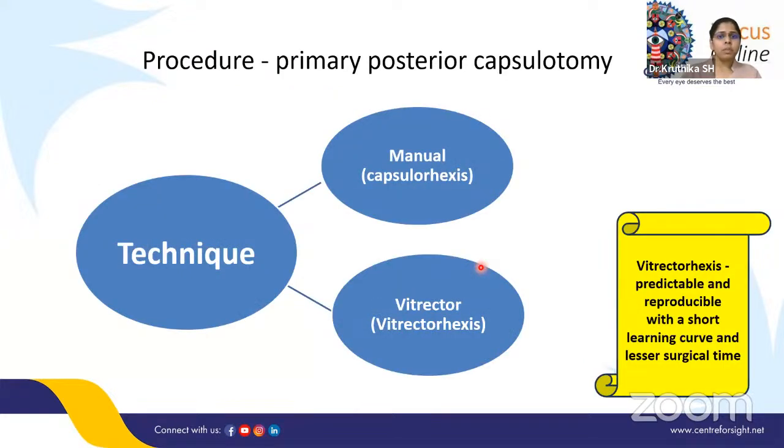The technique for making a primary posterior capsulotomy can be done either manually or by using a vitrector. Manually, it is called capsulorhexis, the same as anterior capsulorhexis, and using a vitrector, it is called vitrectorhexis. To note here, vitrectorhexis gives a predictable and reproducible outcome with a short learning curve and less surgical time.